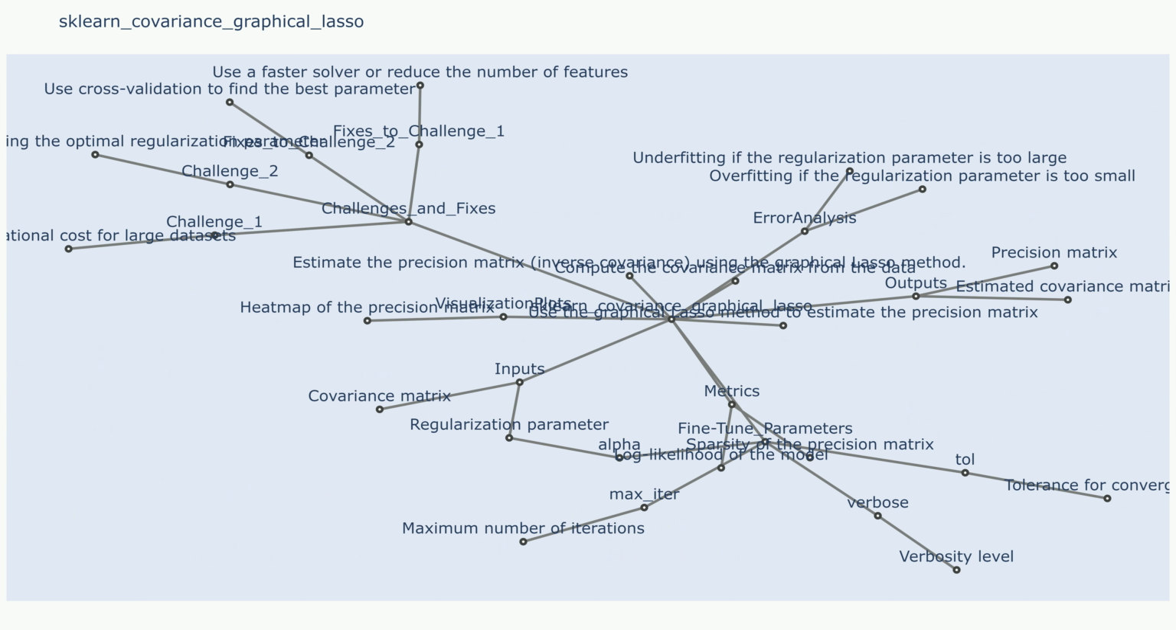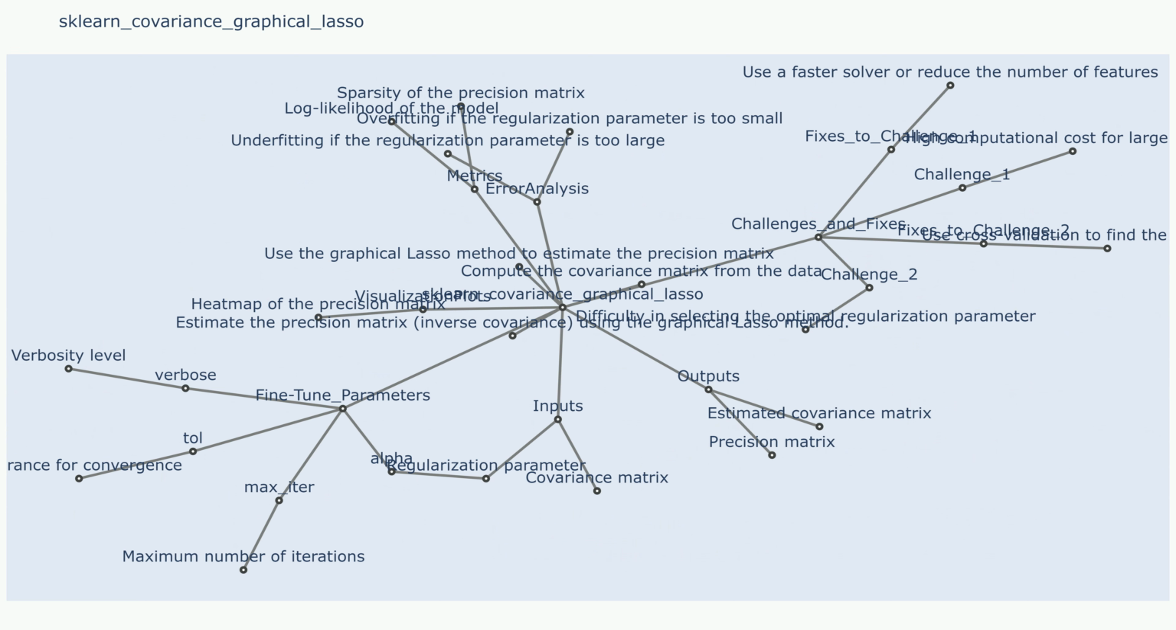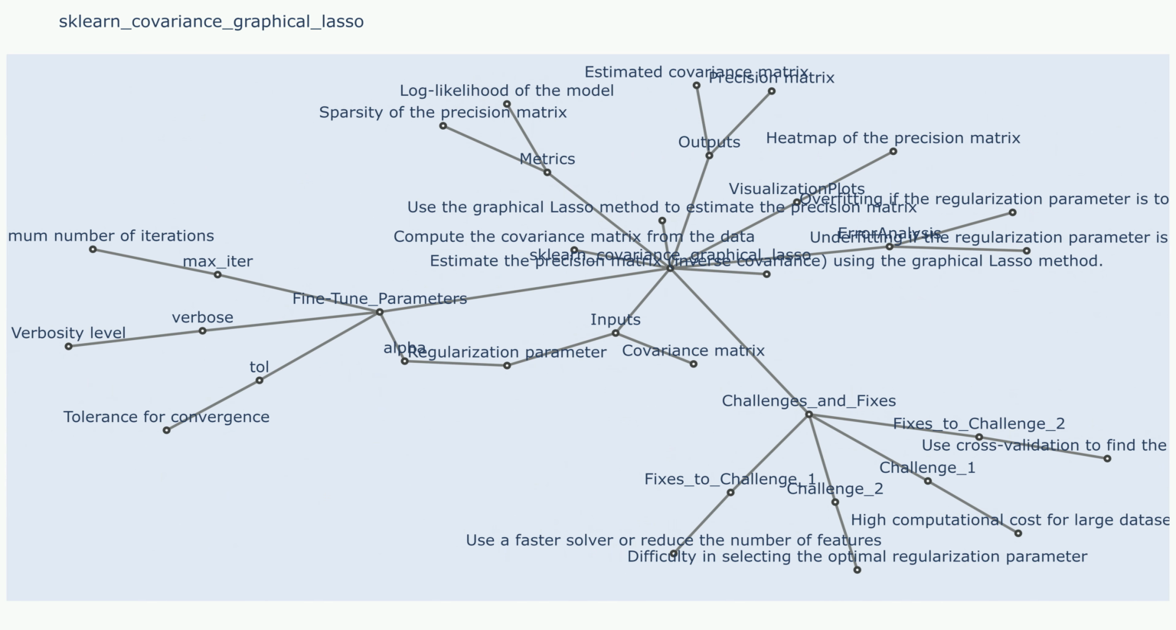Visualization plots. Visualization plot 1. Explain in detail. The estimated precision matrix can be visualized as a graph, where each node represents a variable and an edge between two nodes indicates a non-zero entry in the precision matrix. Visualization plot 2. Explain in detail. The sparsity pattern of the estimated precision matrix can be visualized using a heat map, where the color intensity represents the magnitude of the entries.